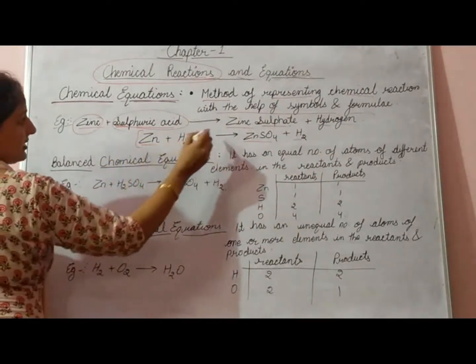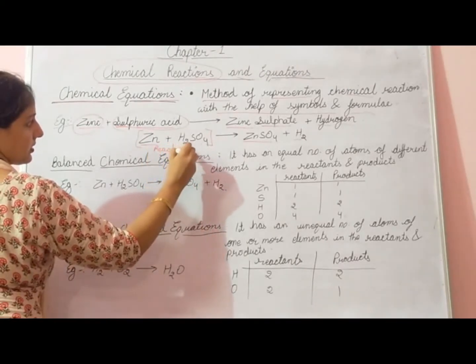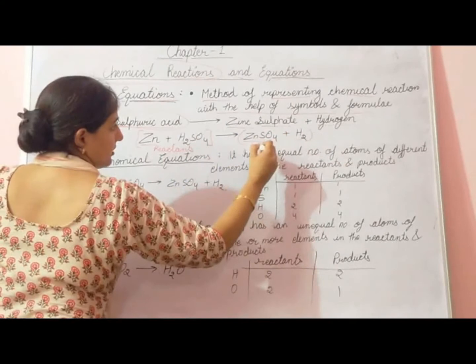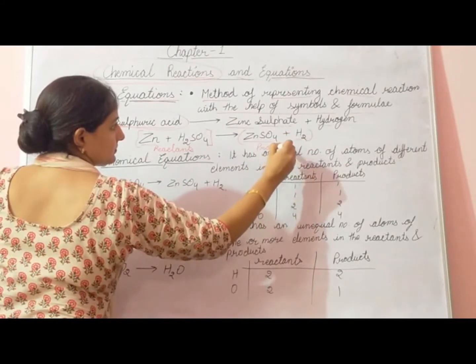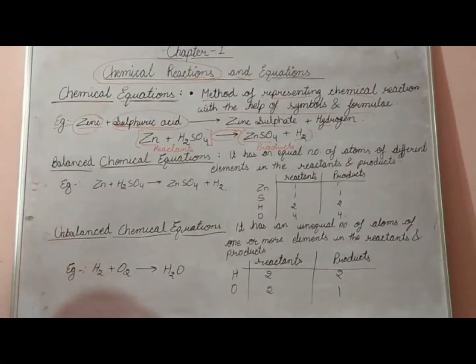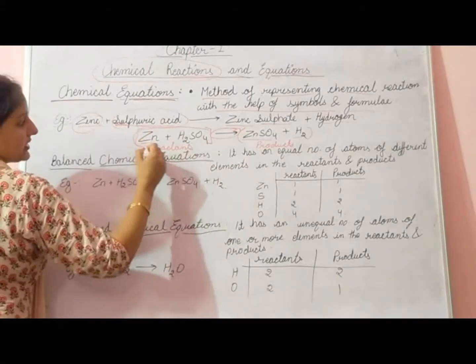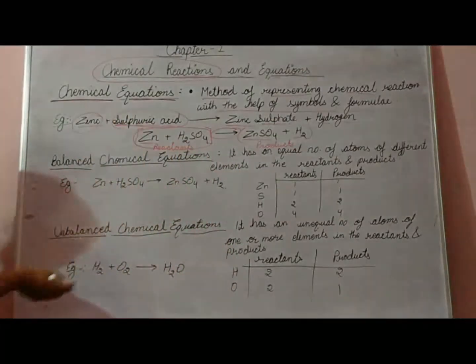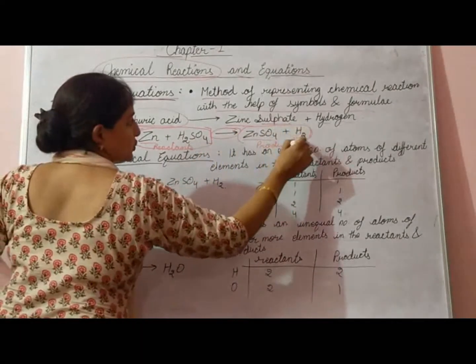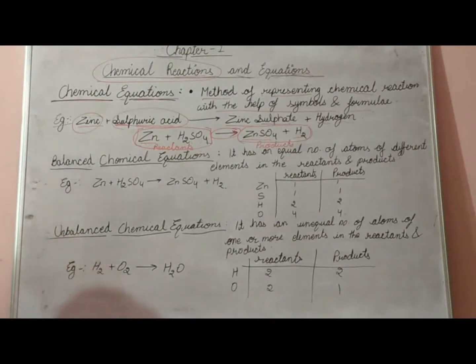Now here the zinc and H2SO4 are your reactants, and these are your products. This arrow indicates the direction in which the chemical reaction takes place. This will basically determine the direction of the chemical reaction. It indicates that these two reacting substances will react chemically to produce these two products. So it basically indicates the direction of reaction.